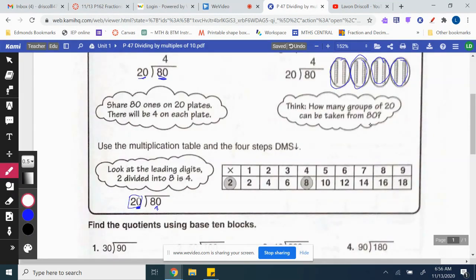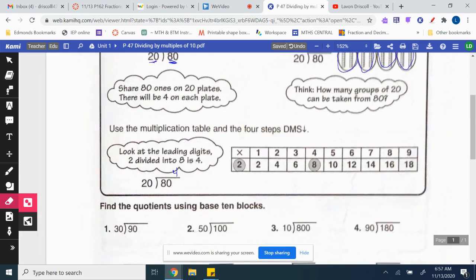I want you to look at how many times 2 goes into 8. That's what they're showing you here. I know that 2 can go into 8 4 times. But in reality, it's how many times does 20 go into 80? So let's take a look at that down here.